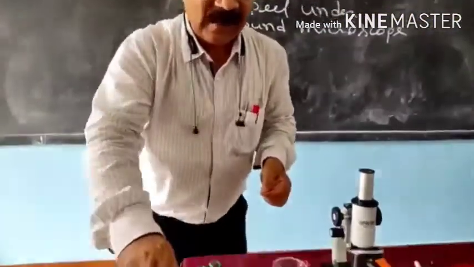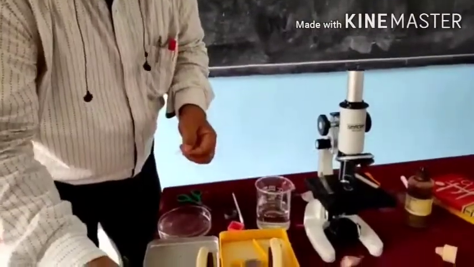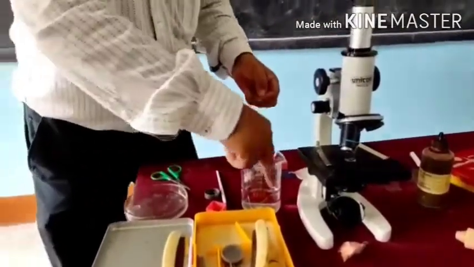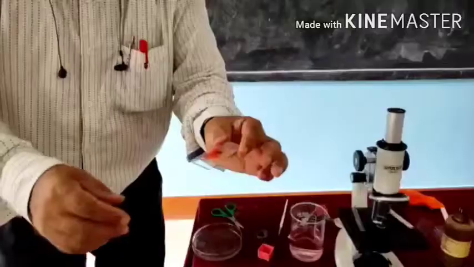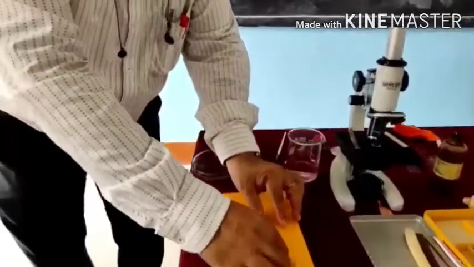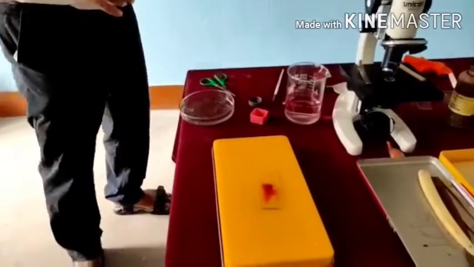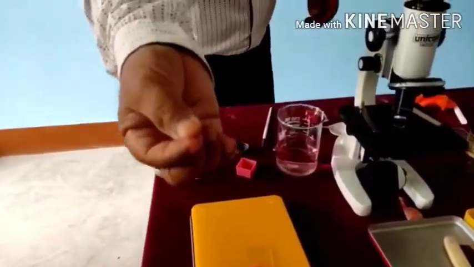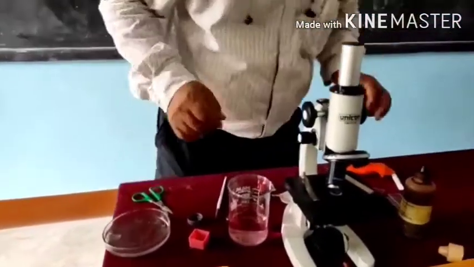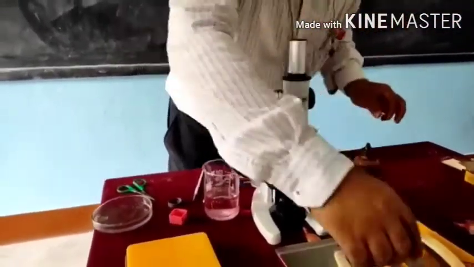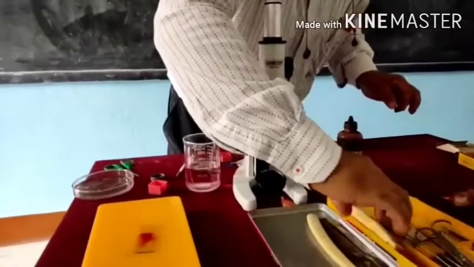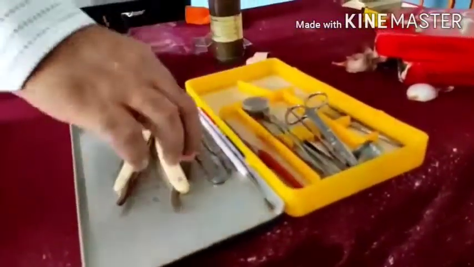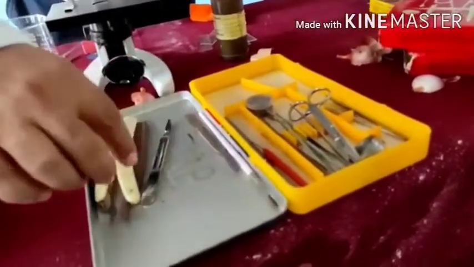So now what I will do, I will keep this here. I am putting this here, and now I will take the cover slip. This is the cover slip, and one needle I will take. I have got a needle like this. Let me search the needle which is required.